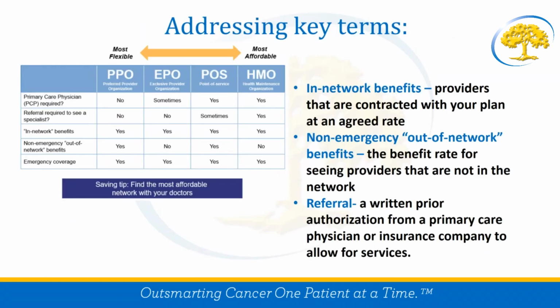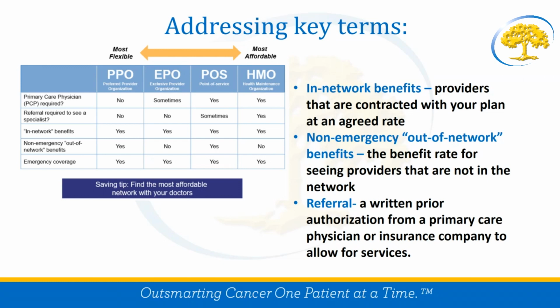And then key terms that you may hear from insurance are in-network benefits. That's when providers are contracted with your specific plan, and the insurance worked out an agreement with that provider so that if you go to them, you're going to get a preferred rate. So they prefer that you stay within that network, and you'll also get the preferred rate.